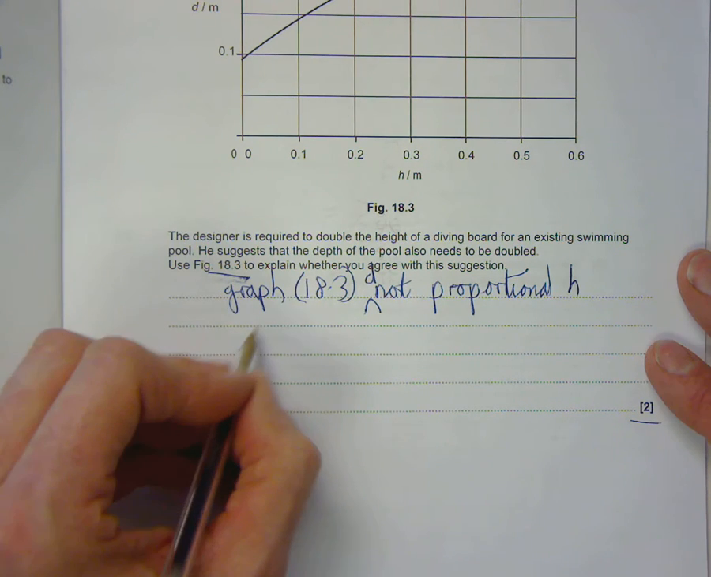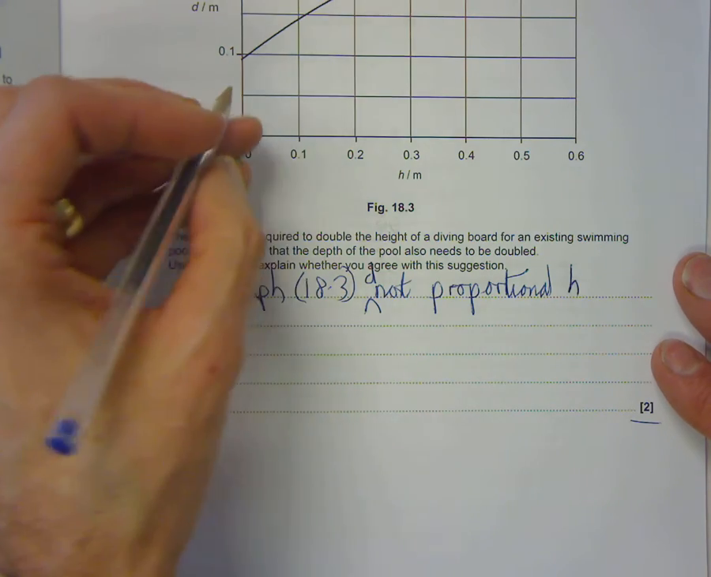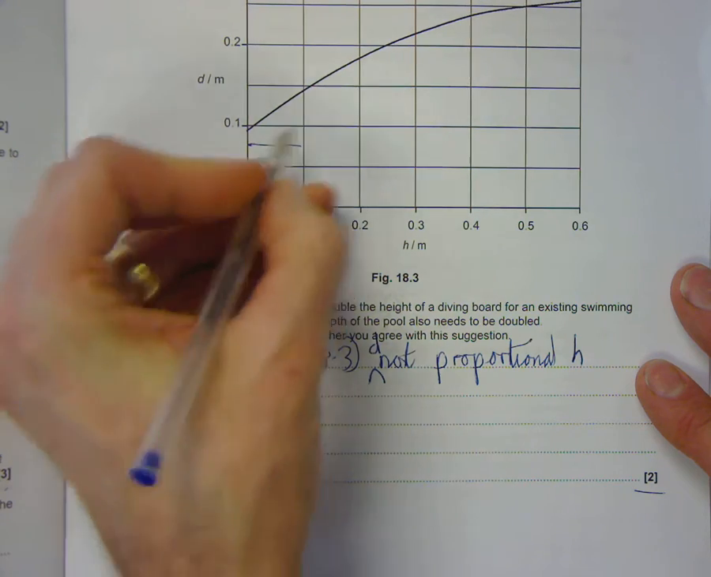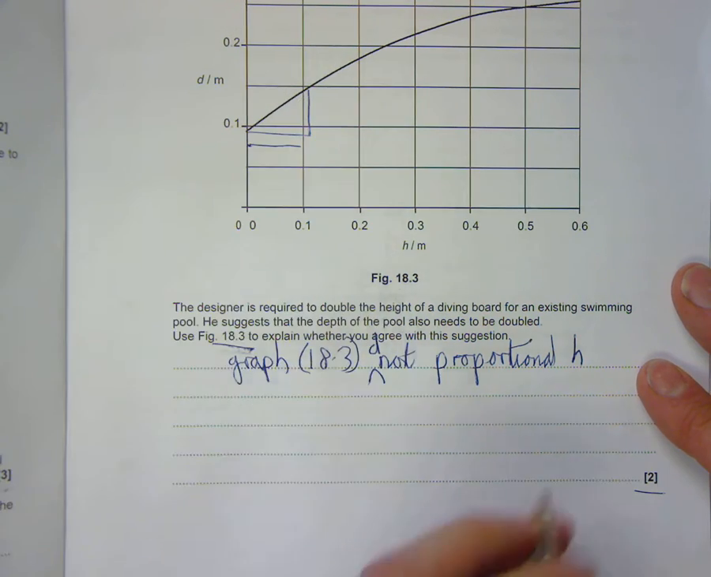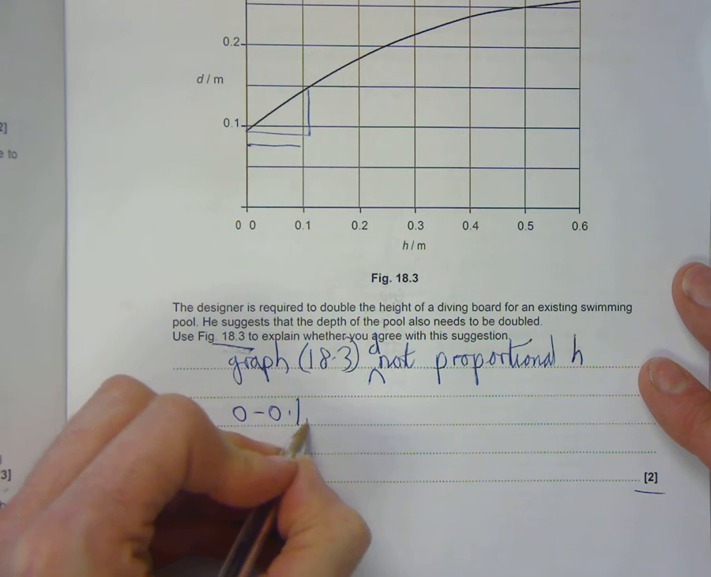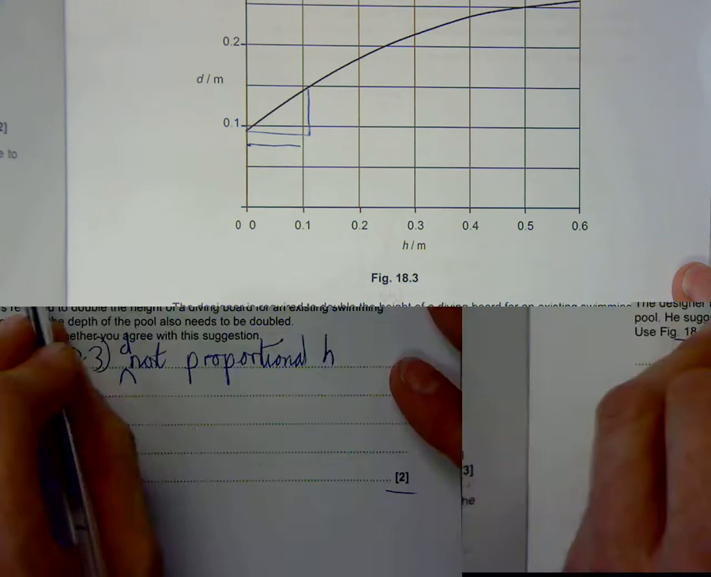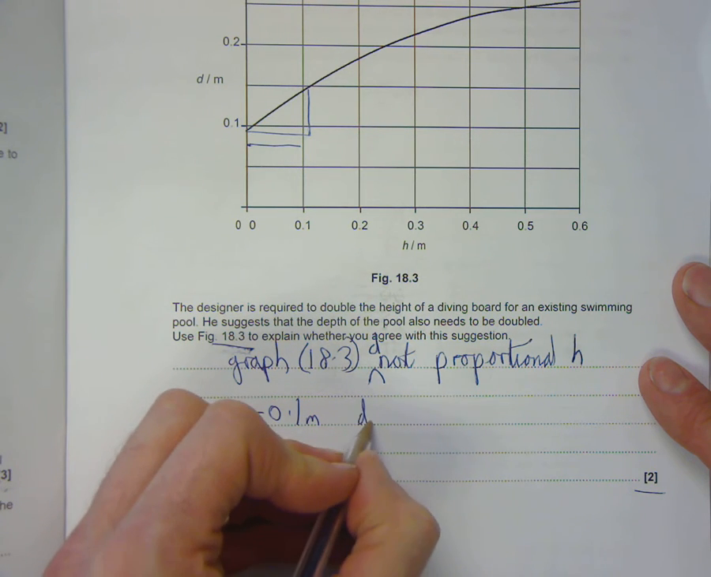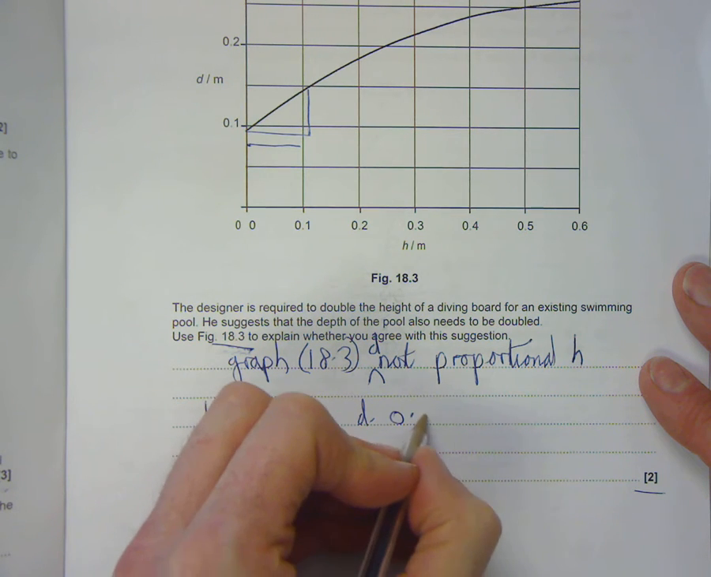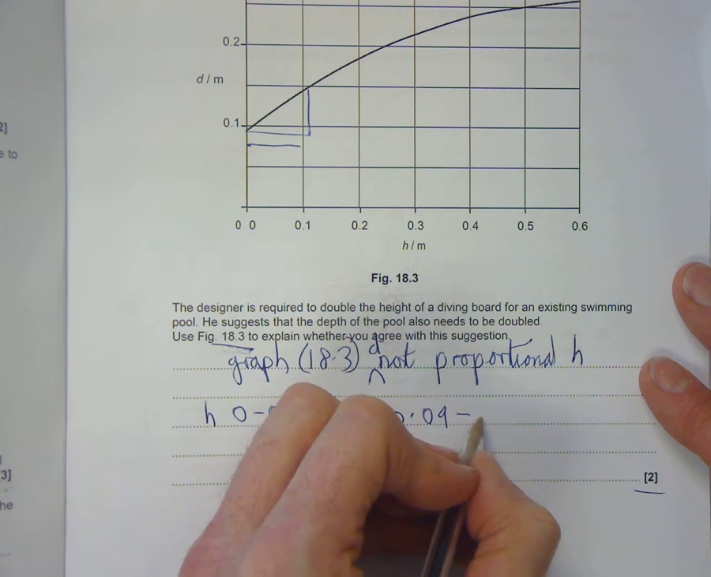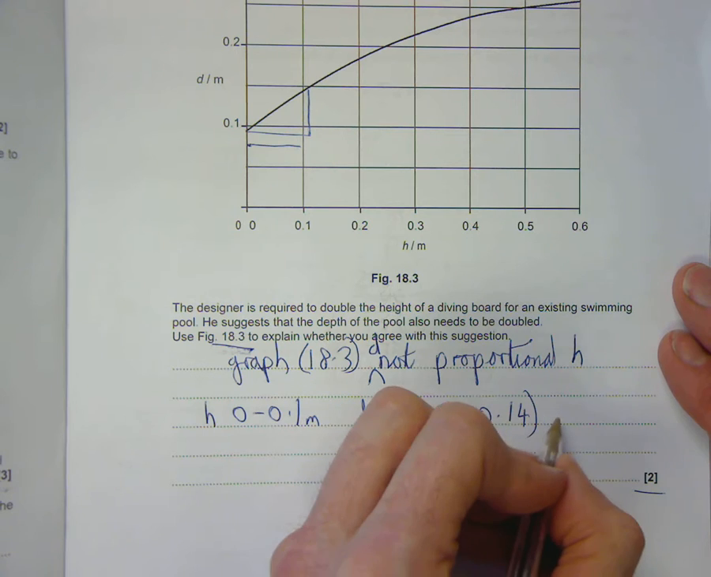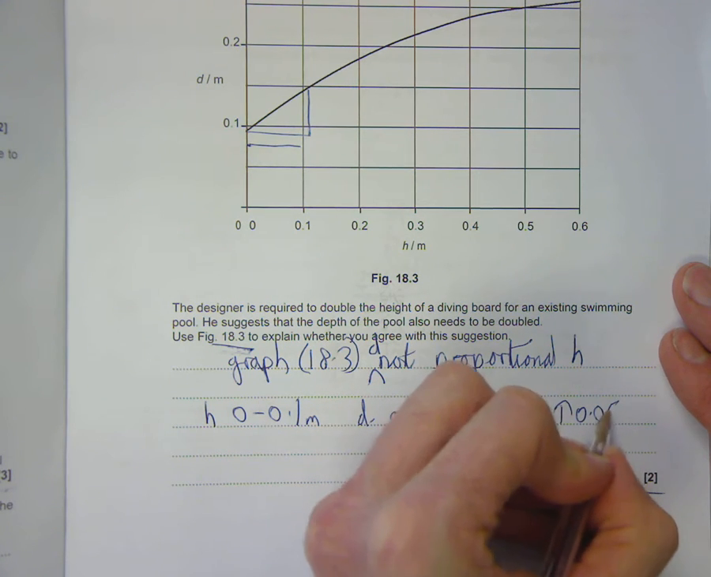And secondly, you need to show that from the graph. So if you show, for example, from 0 to 0.1 meters in height, then the depth goes from about 0.09 to 0.14. That's an increase of about 0.05 meters.